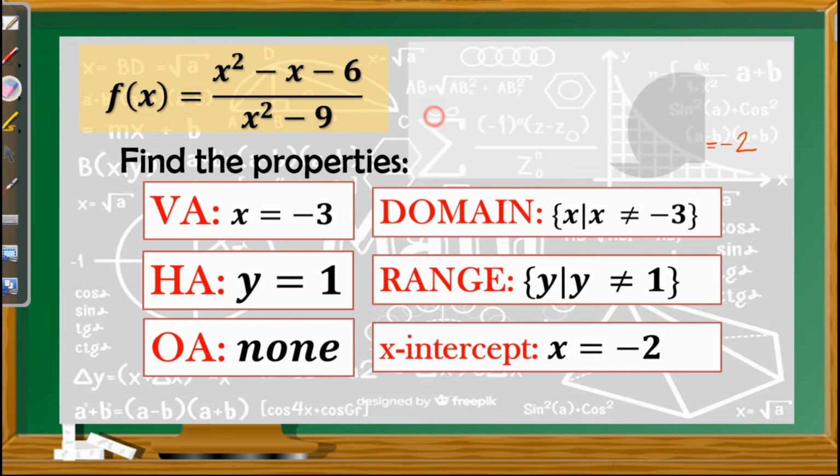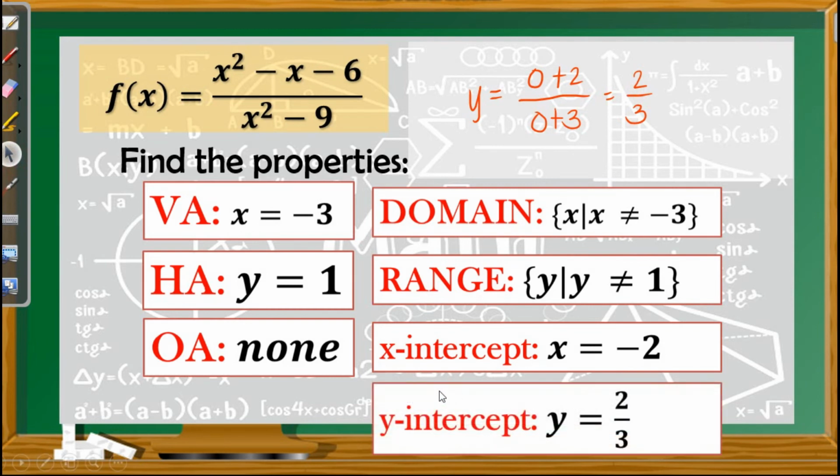For our y-intercept, we let x be 0. So 0 plus 2 over 0 plus 3. This gives us 2/3. So the y-intercept is y equals 2/3.